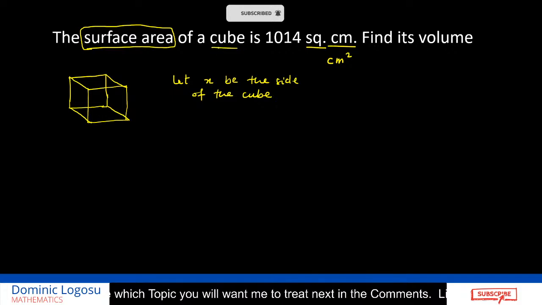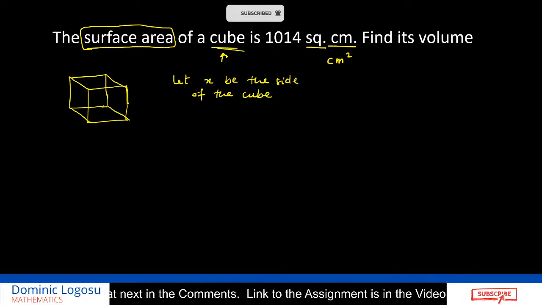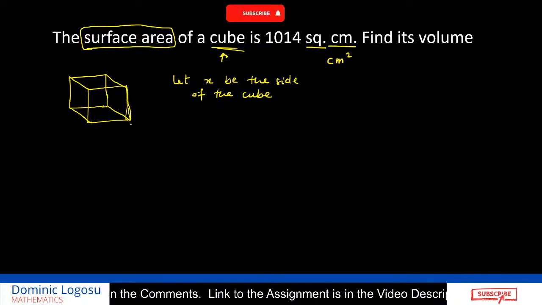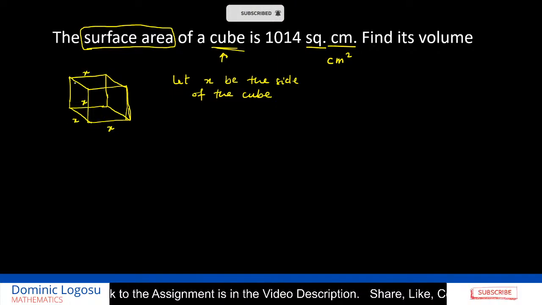Now the word cube becomes very important, because a cube means that all the sides will have the same measurement. A cube is made up of what? A square, and with the square all sides are equal. So which means that if this place is x, this place is also going to be x, and this place will be x, and this one, and this one, and this one, all x.